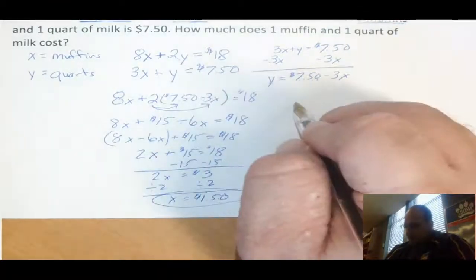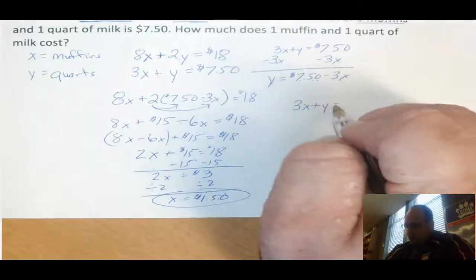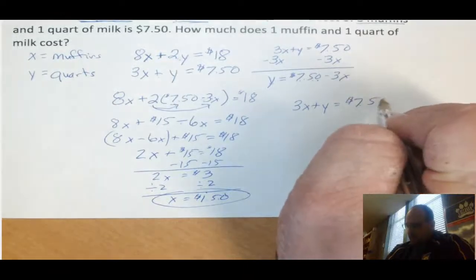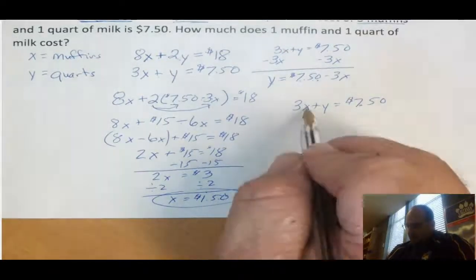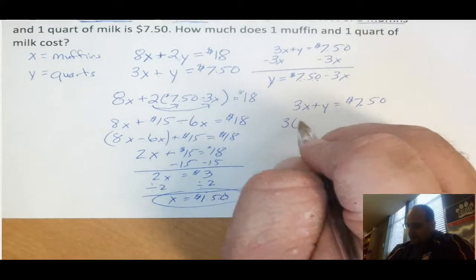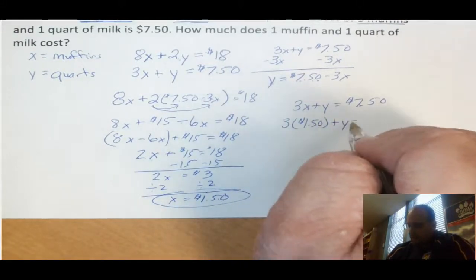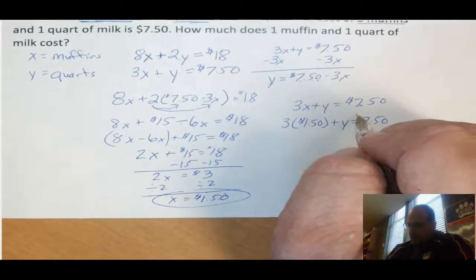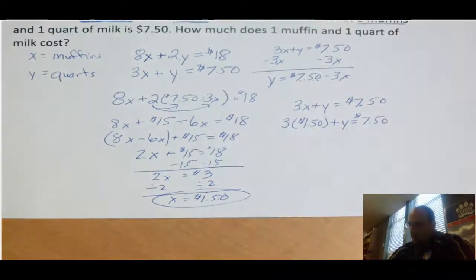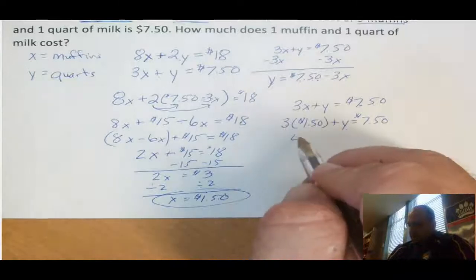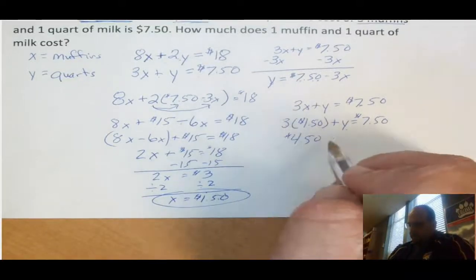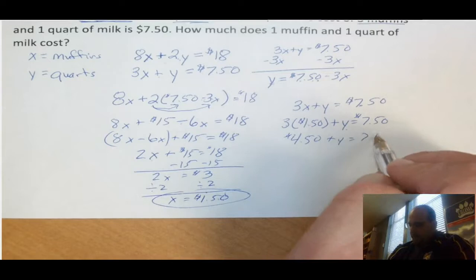So I'm going to copy down 3x plus y equals $7.50. In the place of x, I'm going to put $1.50, so 3 times $1.50, plus y equals $7.50. Notice I still do not know what y is equal to, but I will. 3 times $1.50 is $4.50, plus y equals $7.50.